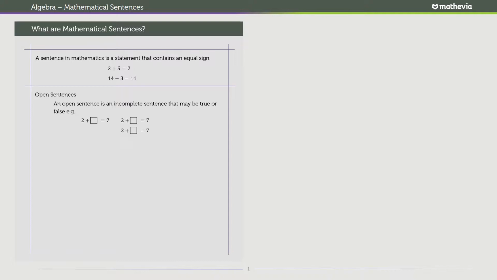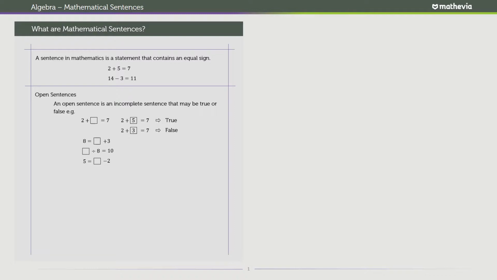If you put 5 in the box, you then have 2 plus 5 equals 7, and we know that this is true. But if you put maybe 3 in the box, your sentence becomes false because 2 plus 3 is not 7. So an open sentence, like 2 plus something equals 7, is simply asking you what you would put in that box to make the sentence true.